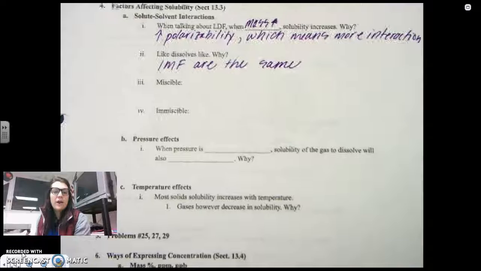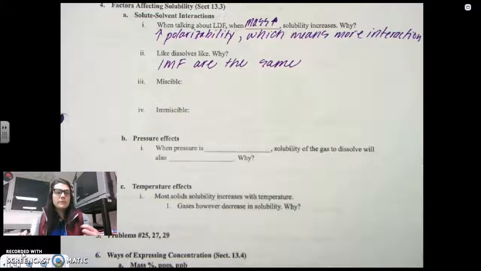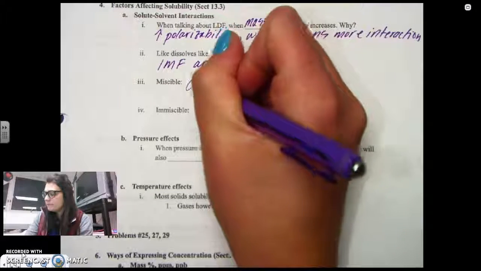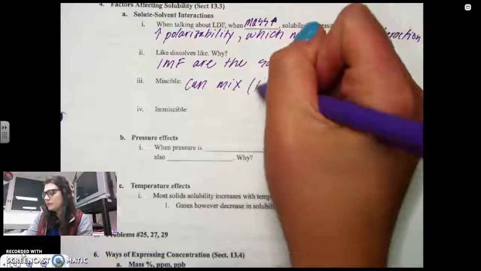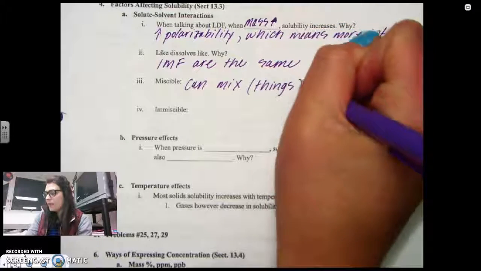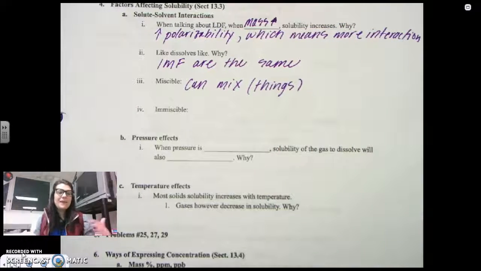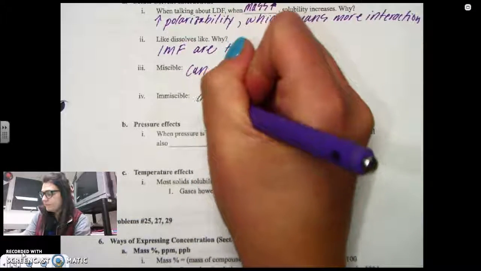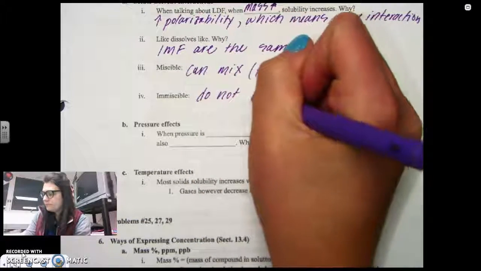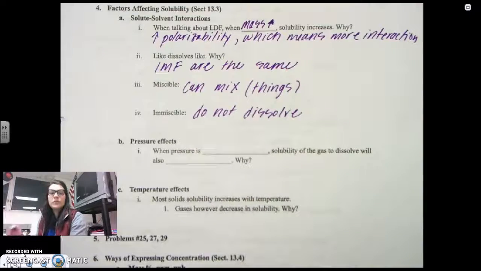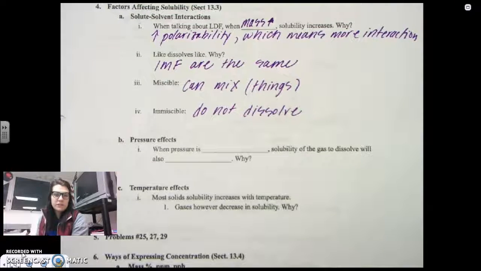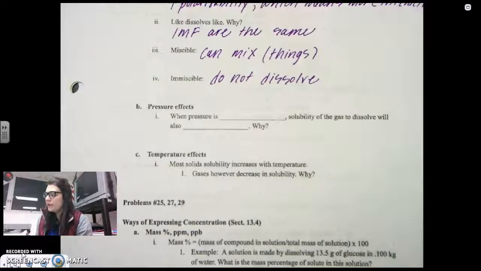And then we can talk about miscible versus immiscible. Miscible means things can mix, so this would mean you can make a solution from these. Immiscible means things will not dissolve in each other. Okay, so those are our solvent-solute interactions, factors that we have to think about when we're making a solution.